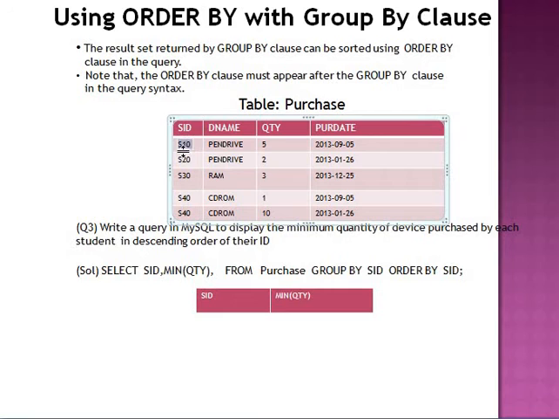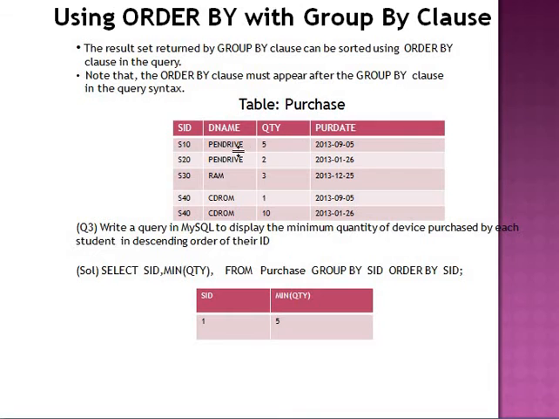because this particular student with ID as S10 has purchased this device pen drive in 5 numbers only in this particular date. He hasn't purchased it on a different date. So 5 quantities of pen drive that he has purchased on this particular date will also be the minimum quantity of device that he has purchased. So SID and min of QTY is going to show S10 and 5 in the output column.